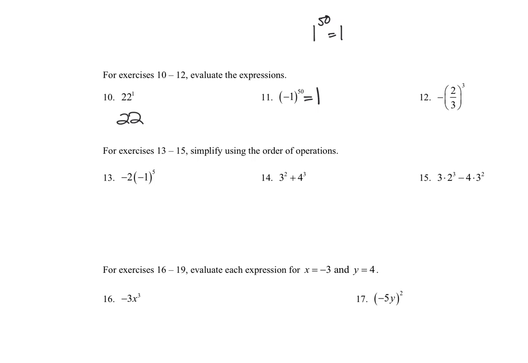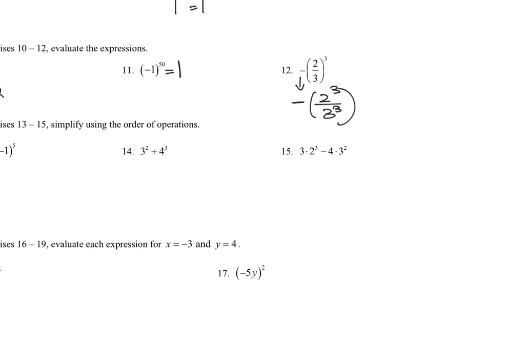And then finally on number 12, I will bring the negative down. It has nothing to do with 2 being cubed or 3 being cubed. And so this is going to be a negative. 2 times 2 is 4. 4 times 2 is 8. And then for 3 on the bottom, remember that's 3 times 3 times 3. That's 9 times 3 is 27.